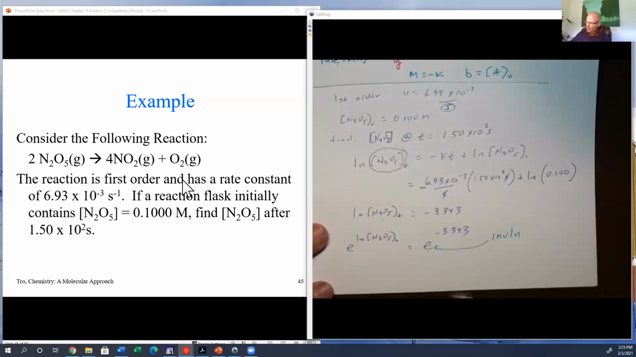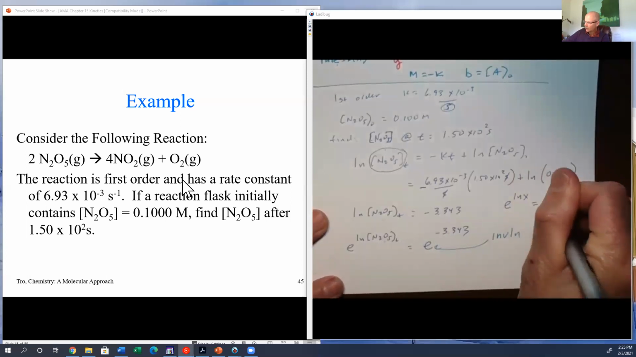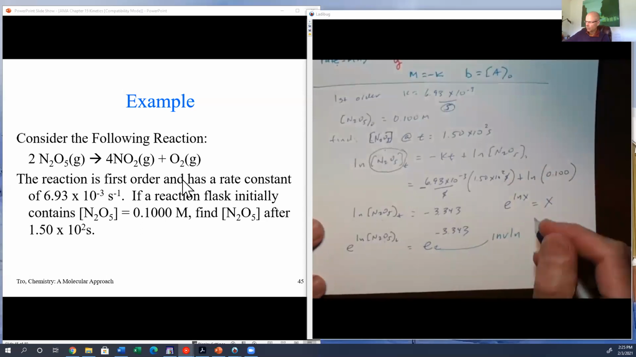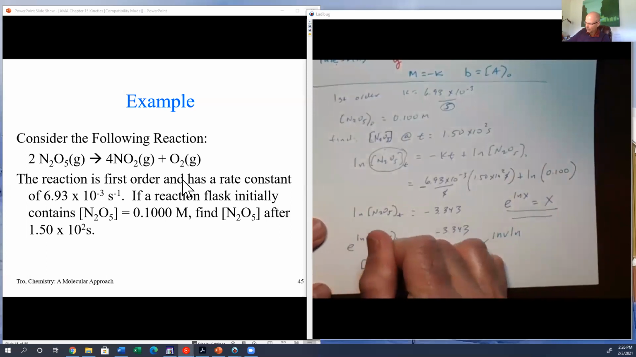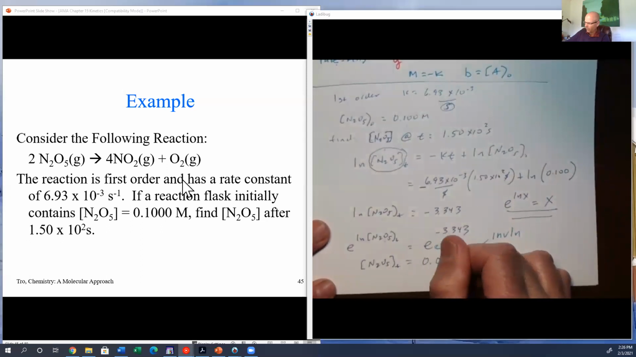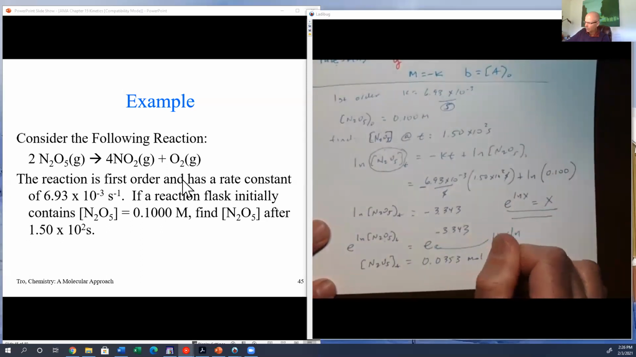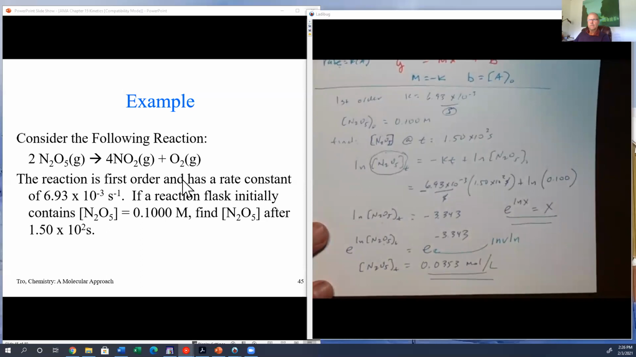So e to the ln of N2O5, remember that e to the ln of x is just equal to x. That's the general relationship. They undo each other, right? So e to the ln of N2O5 is just equal to what? N2O5, right? And then you plug that number in your calculator and you find 0.0353, and that's always going to be in moles per liter. Does that make sense?